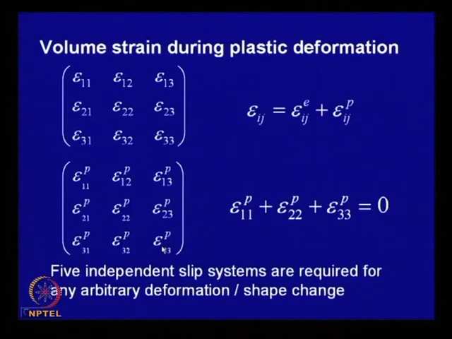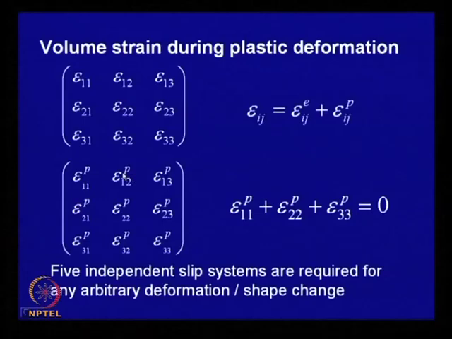strain. And we have repeatedly mentioned that during plastic deformation, the lattice parameter does not change, the crystal structure remains the same, there is no lattice strain. So that means there is no volume change. So that means the sum of these diagonal elements is 0. So in the strain matrix, one of these gets fixed. If you know 2, you know the third one.